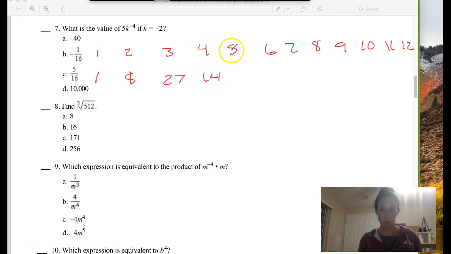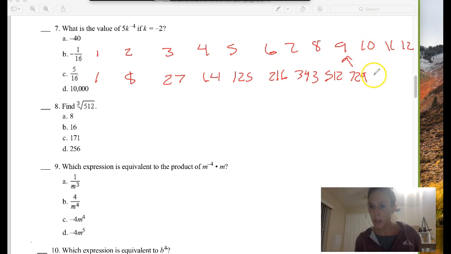Let's do the perfect cube of 5. 5 times 5 times 5 is 125. 6 times 6 times 6 is 216. And then 7 times 7 times 7 is 343. 8 times 8 times 8 is 512. 9 times 9 times 9 is 729. I'm getting away from my numbers here. 10 times 10 times 10, that's easy. You just have a 10 and 3 zeros. When you cube 10, the number of zeros is the number of powers. 11 times 11 times 11 is 1331. And then 12 times 12 times 12 is 1728.